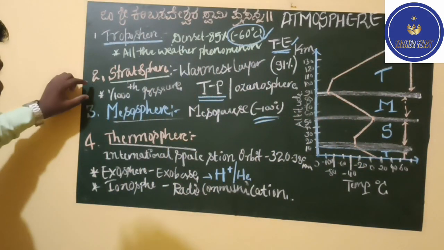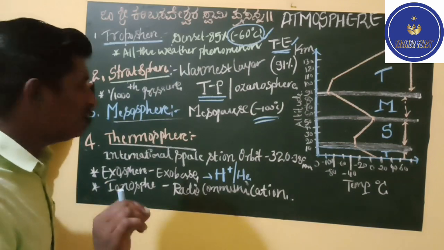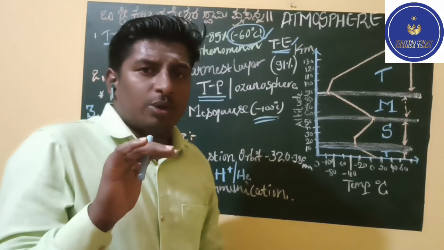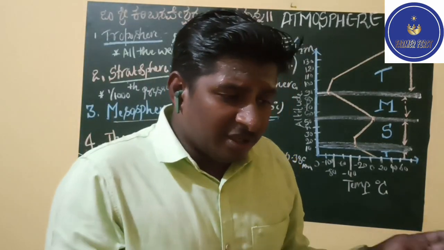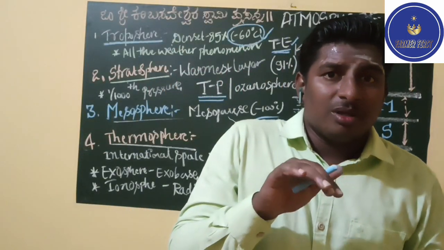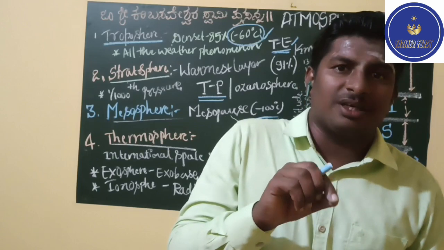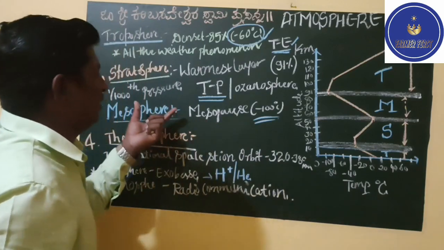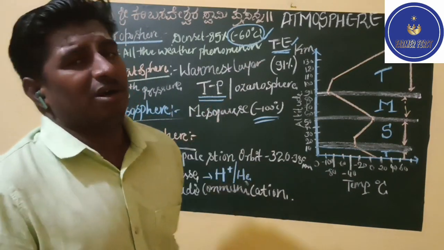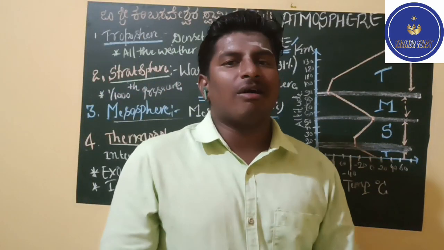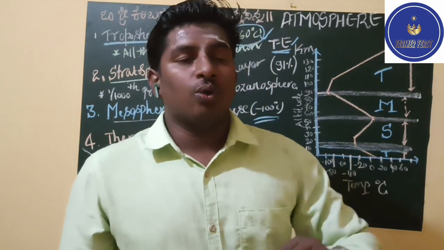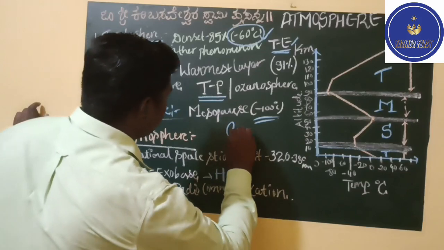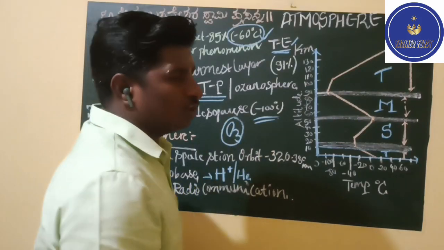Here the pressure tends to be 1/1000 of the pressure at mean sea level. You can expect a question on what the density or pressure in the stratosphere is. It is also called the ozonosphere. Why? Because it consists of ozone. Ozone is a trioxygen molecule, as you all know.